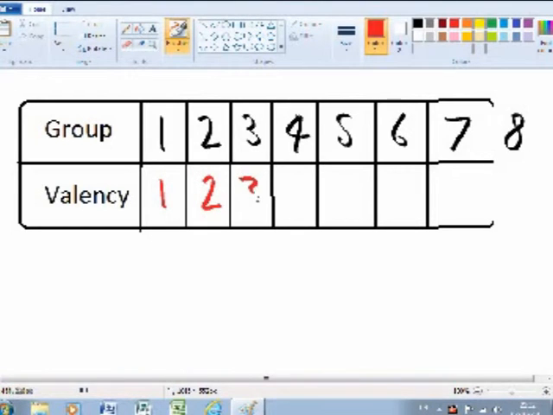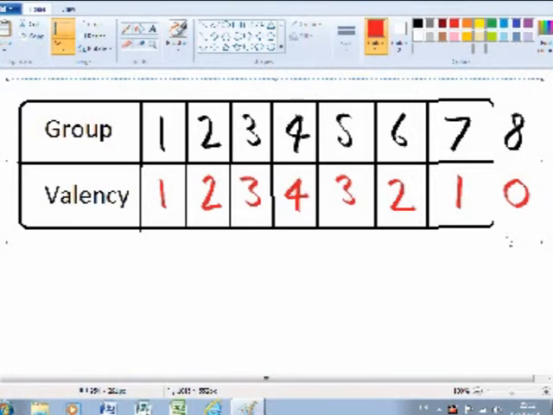So group 1 has a valency of 1, group 2 has a valency of 2, group 3 has a valency of 3, group 4 has a valency of 4, group 5 has a valency of 3, group 6 a valency of 2, group 7 a valency of 1 and group 8 a valency of 0. Now what I would suggest you do at this point is pause this video and take a note of that.